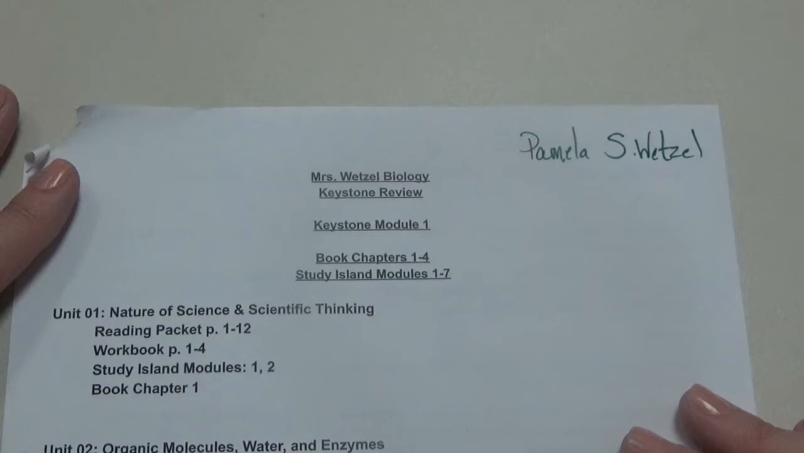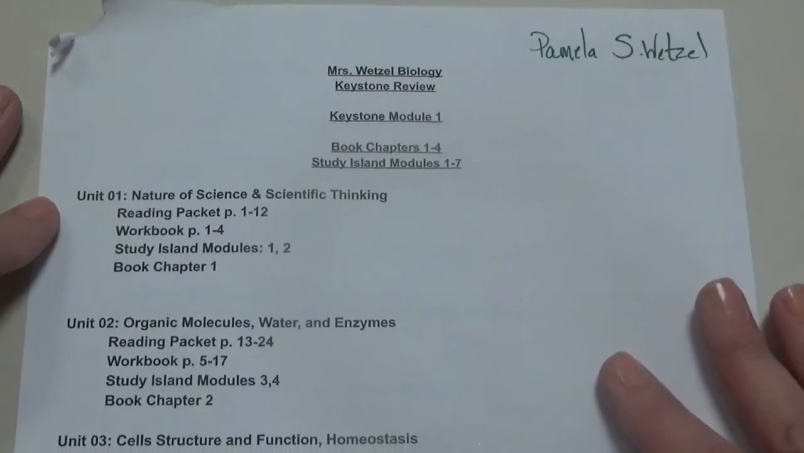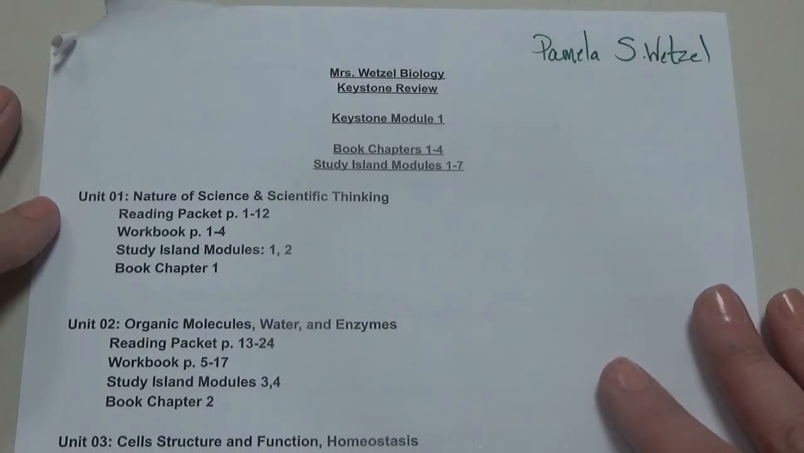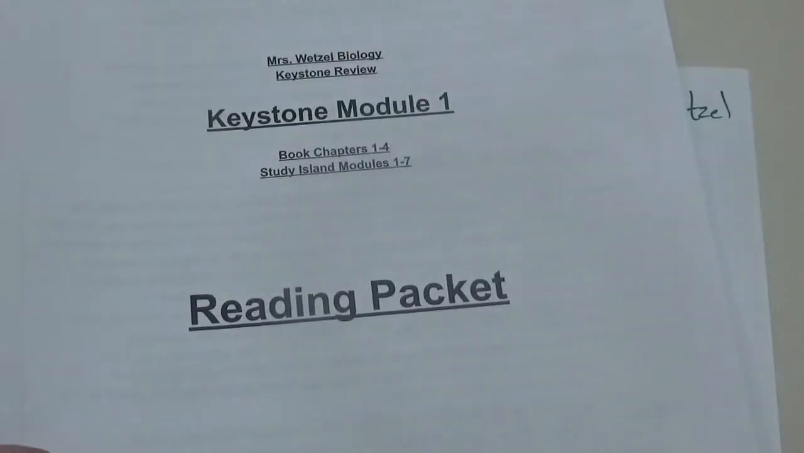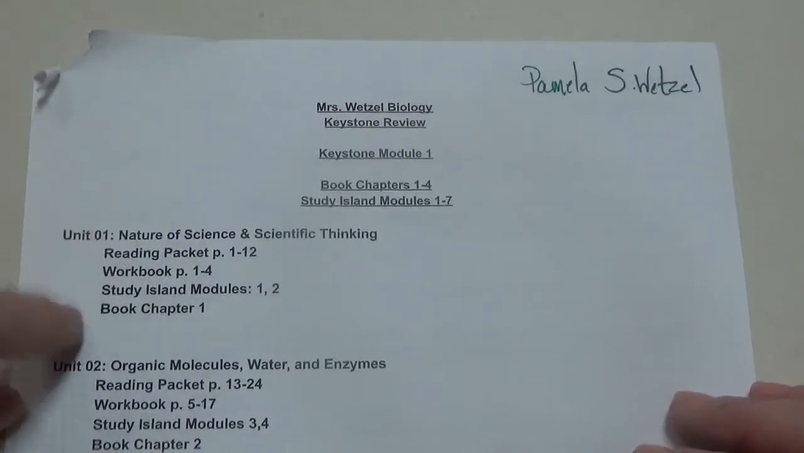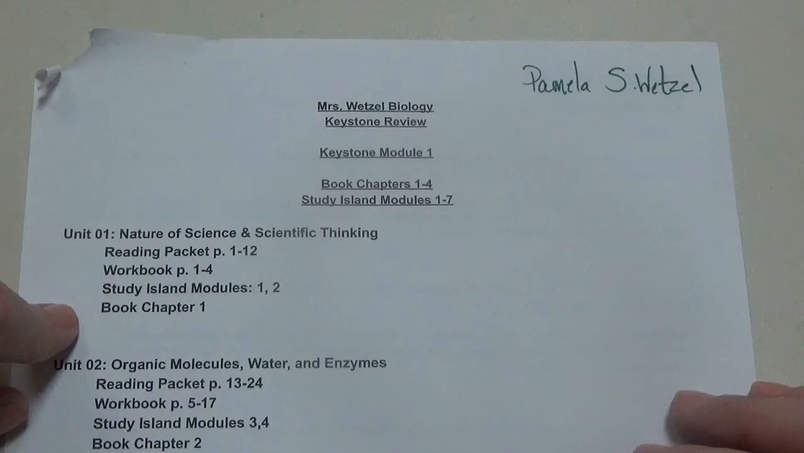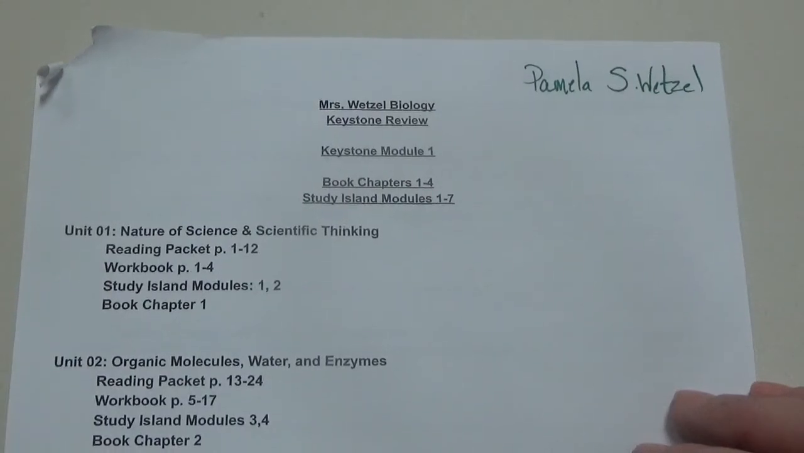exam review unit. You do get graded for this, so that's a plus, and it is to help you prepare for the Keystone exam. So Module 1 includes Unit 1, which is the nature of science and scientific thinking. In your reading packet, that's going to be pages 1 through 12. And then in your workbook packet, which is this thing, that's going to be pages 1 through 4. This corresponds to Study Island modules 1 and 2, and if you'd like to reference your book, it's chapter 1.